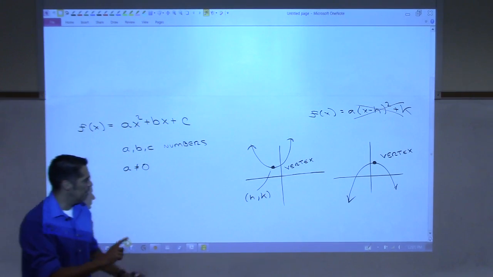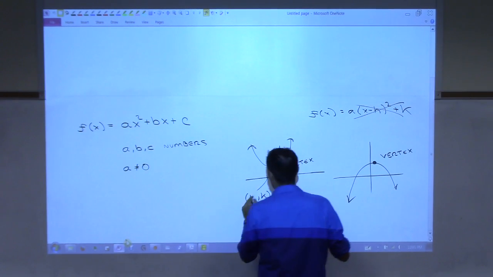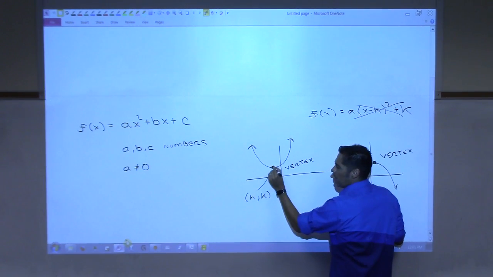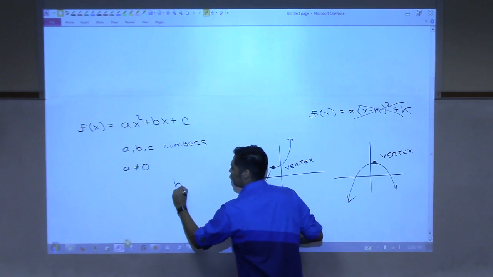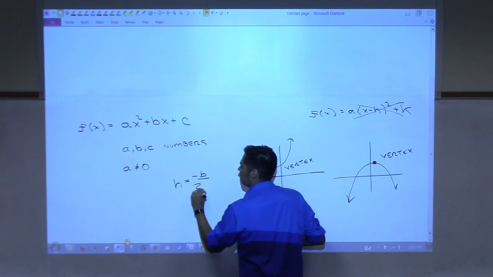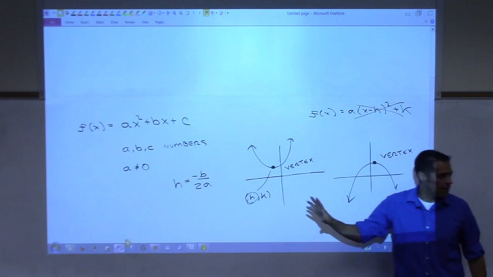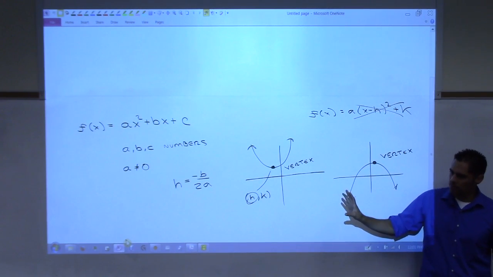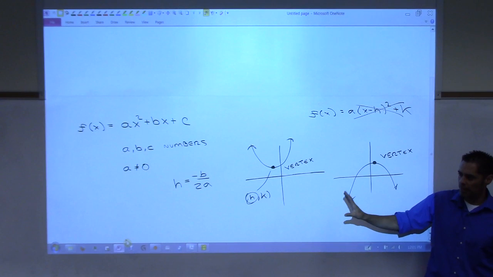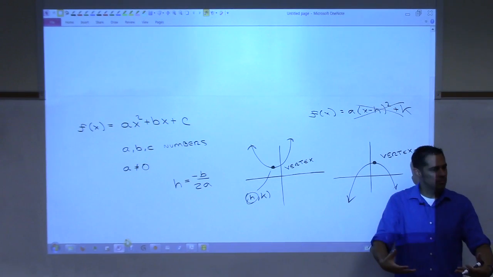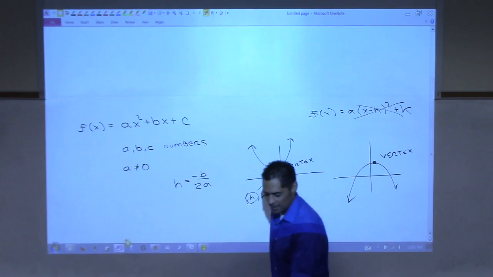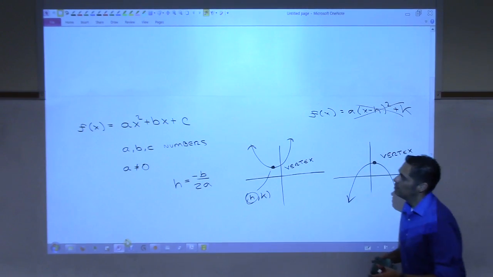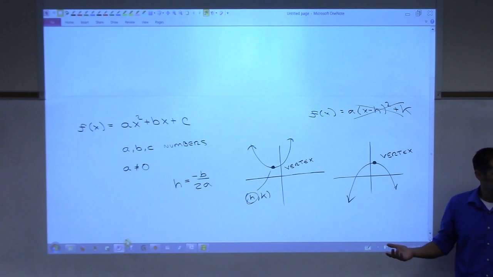But there was a formula, and the formula said, to find this point, the x coordinate, which we're calling h, is just going to be negative b over 2a. Now, does that ring a bell? Negative b over 2a. That's it, right? Yes? That was given to you. And nobody ever asked why. So let me see if I can convince you why it's that.